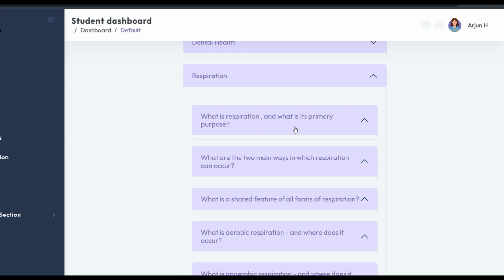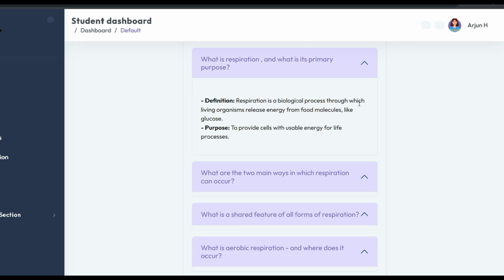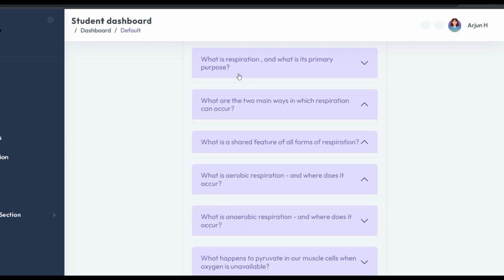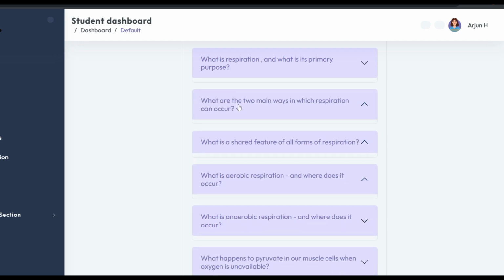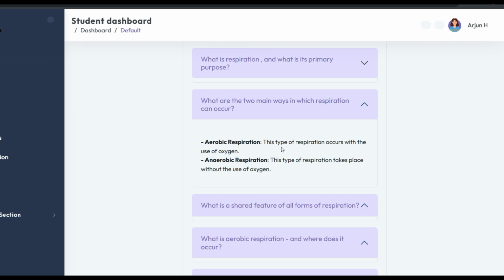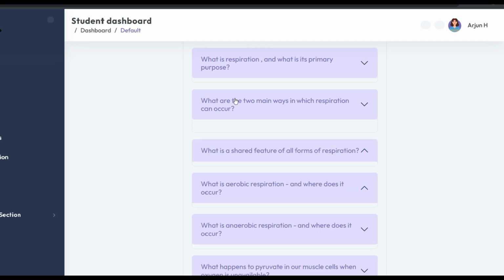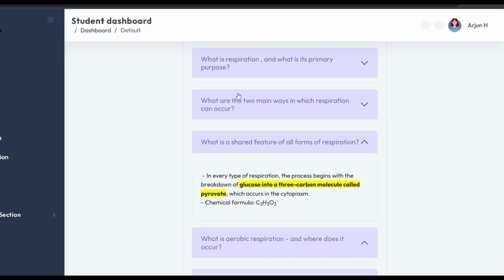So what is respiration? What is its primary purpose? Respiration is a biological process through which a living organism releases energy from food molecules like glucose. This provides cells with usable energy for life processes. The very first thing that we started off with, what is life and what is needed to maintain it? So for that, we are coming back to that point. What are the two main types? Aerobic and anaerobic. Presence of oxygen and absence of oxygen. Basically without oxygen. More than absence, I should say without oxygen. What is the shared feature among both?